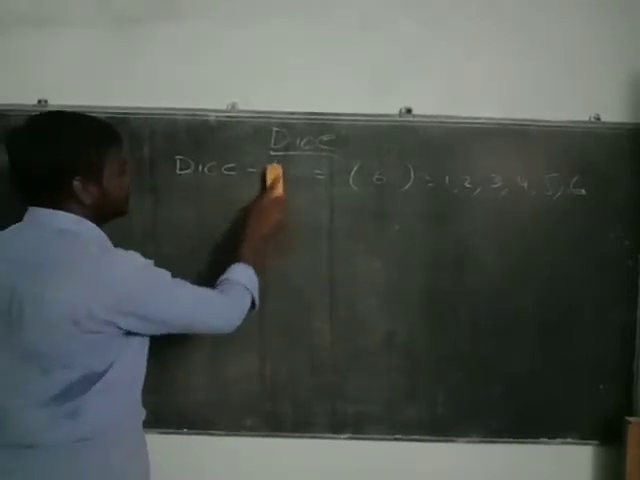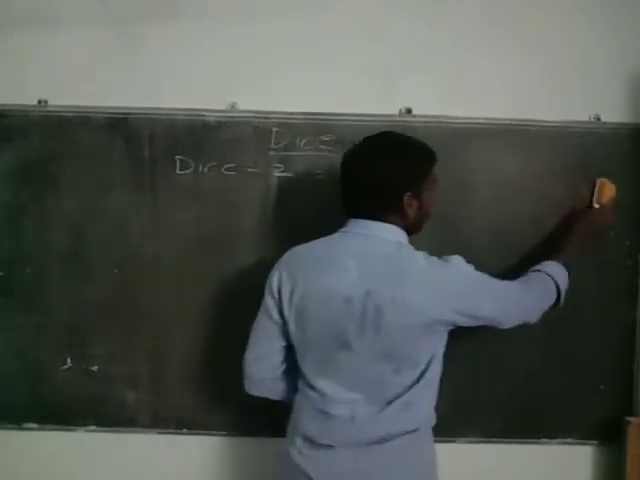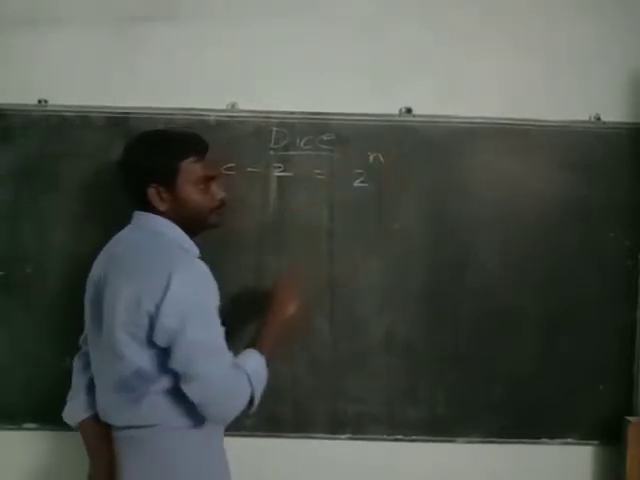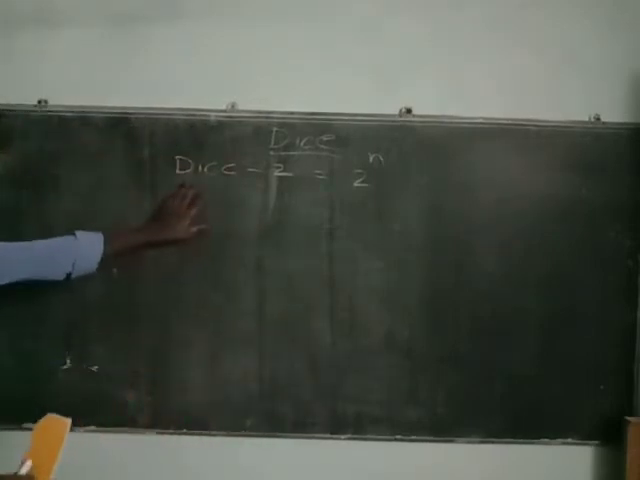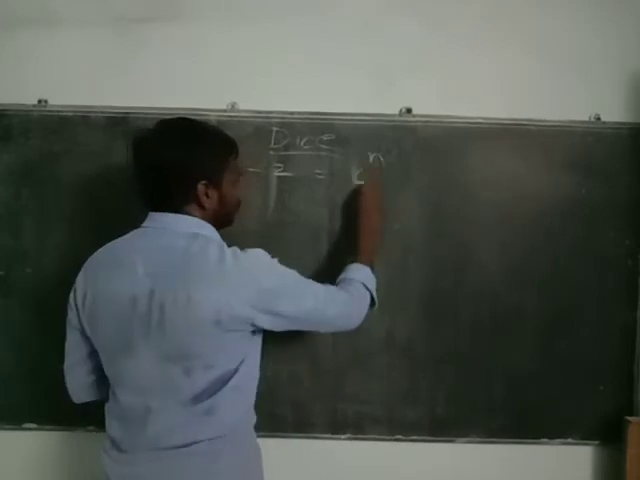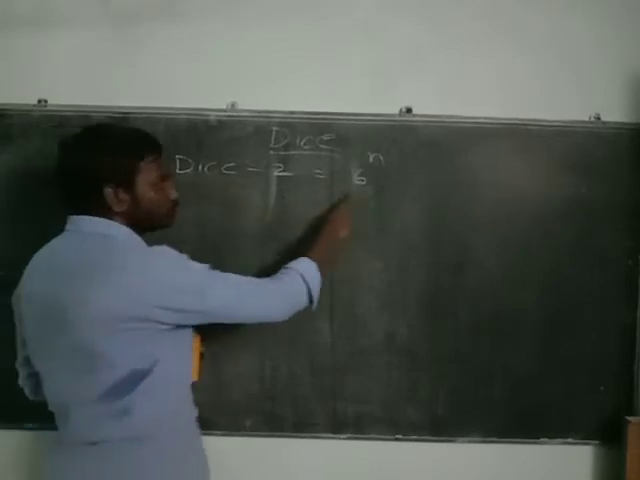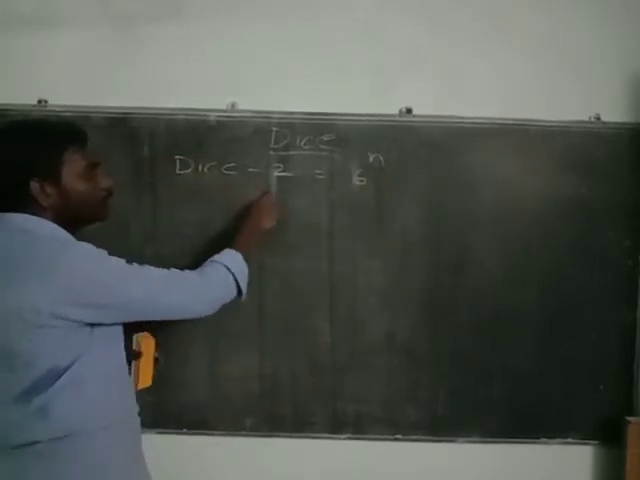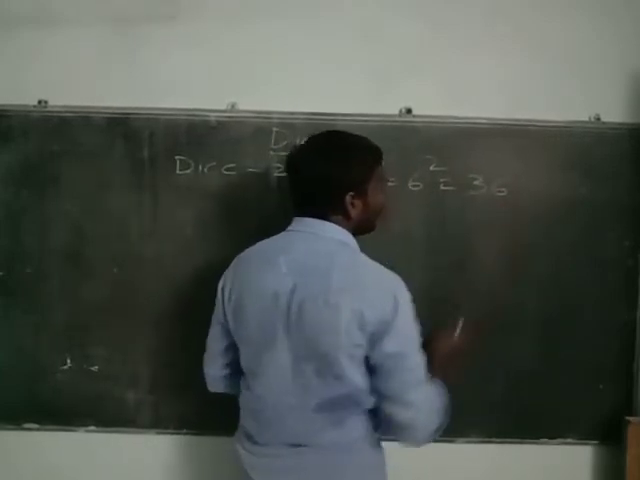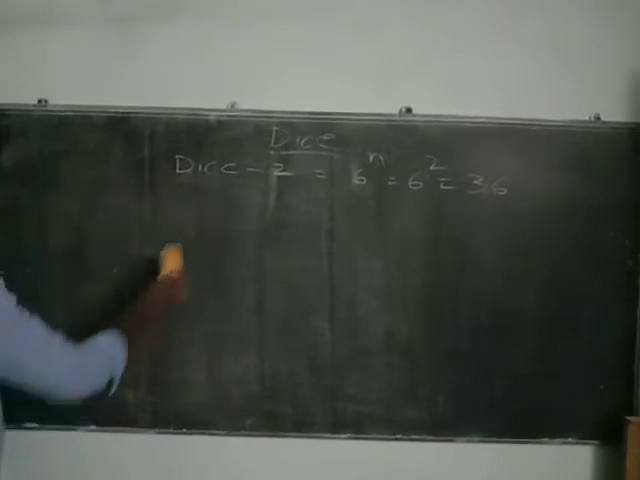Now let me take 2 dice. If I take 2 dice, how many outcomes will be there? I know that for coins it is 2 to the power of n, but here we are having 6 cases. Why? Whenever I roll a die, I will get 6 types of outcomes. So 6 to the power of n. I am rolling 2 dice, so that is equal to 6 square, that is equal to 36 outcomes.